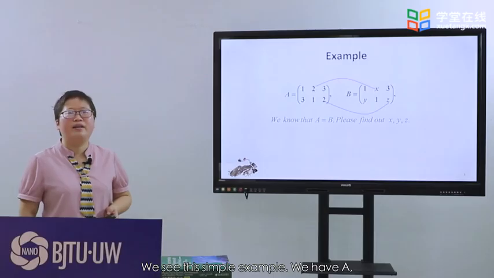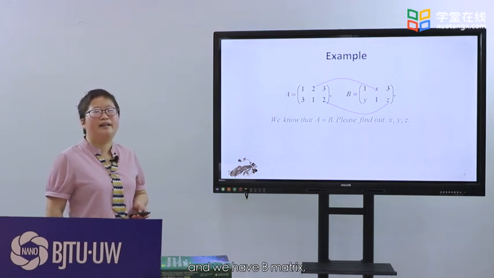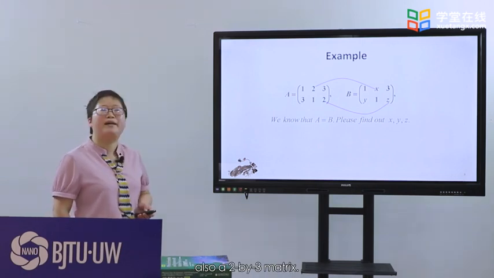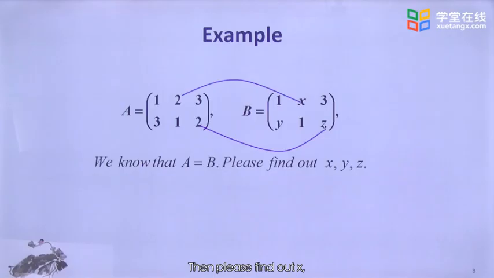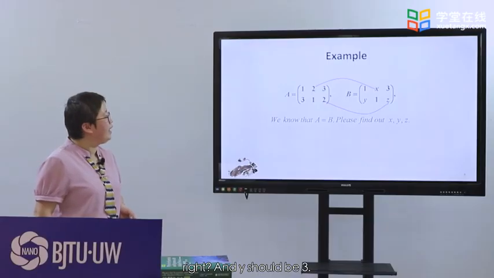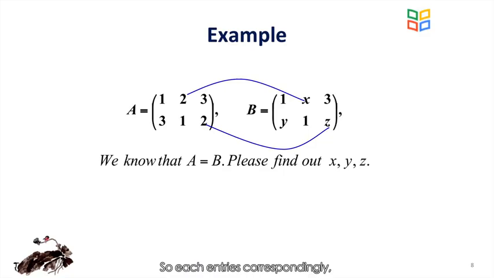So we take this simple example. We have A, a 2 by 3 matrix given like here, and we have a B matrix, also a 2 by 3 matrix, right? And we know that A equals B. Then please find x, y, and z. So it is easy to say that x should be 2, right? And y should be 3, right? And z should be 2. So each entry correspondingly is equal. So x equals 2, y equals 3, and z equals 2.